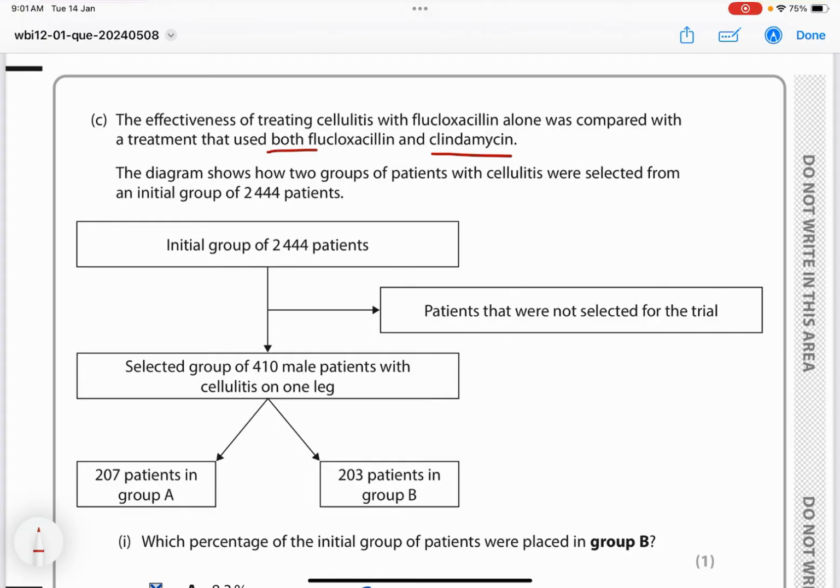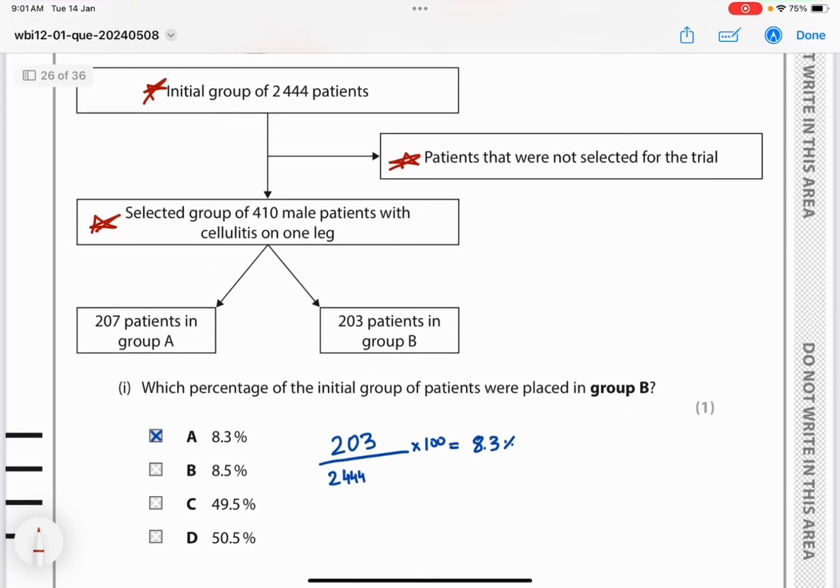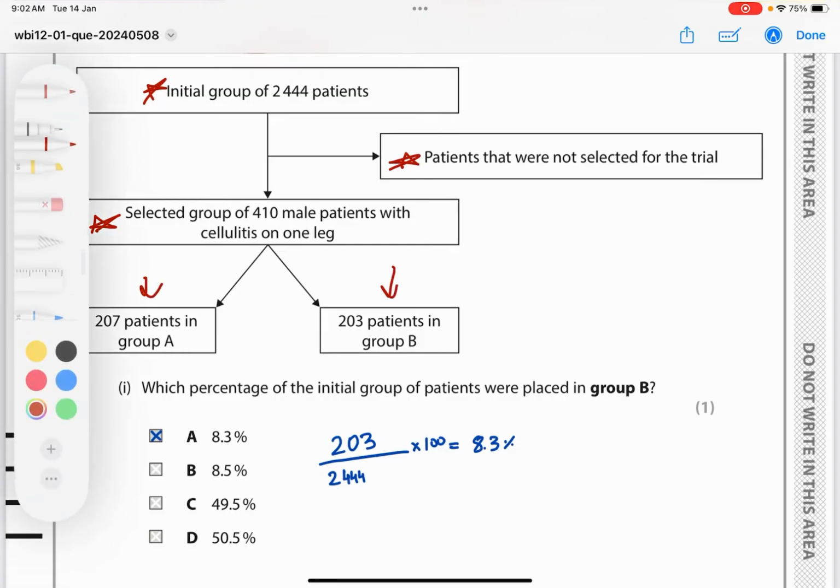So the diagram shows how 2 groups of patients with cellulitis were selected from an initial group of 2,444 patients. So we have the initial group right over here. Then we have patients who are excluded. We have a selected group of 420 males with cellulitis on one leg. And then group A has 207. Group B has 203. Okay.